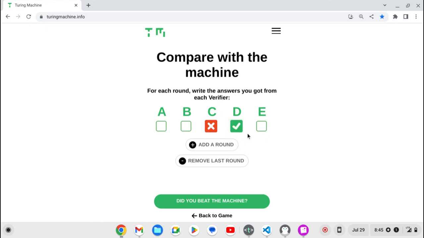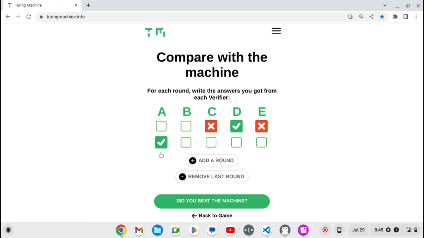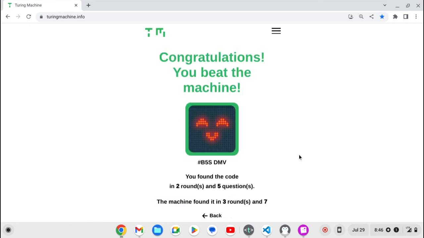CDE and then AE. See how we did. Wow, okay, fantastic. We beat it by 2 questions. So the Turing machine went up to 3 rounds.